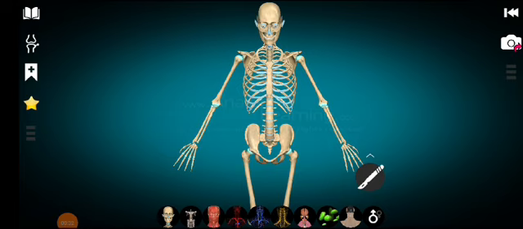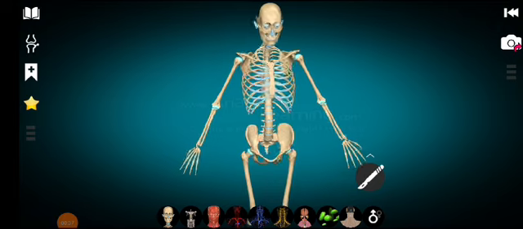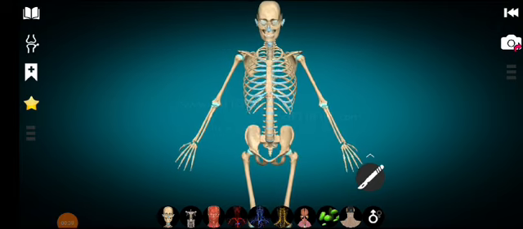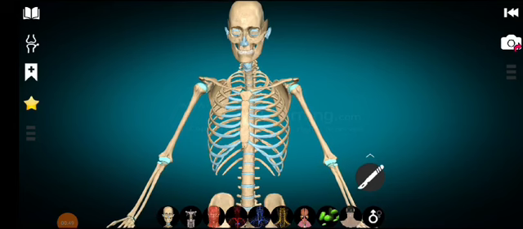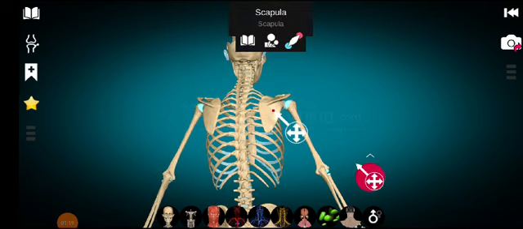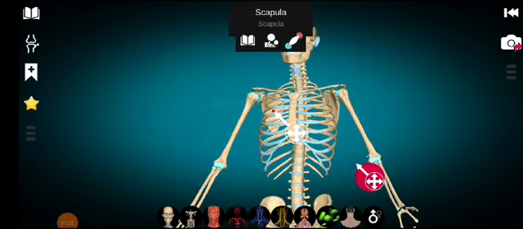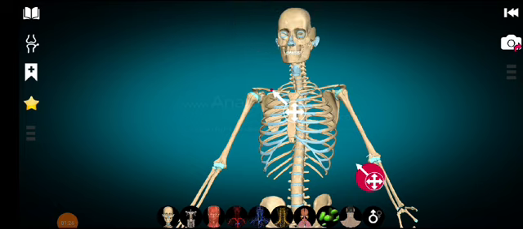As you all know, the appendicular skeleton consists of the upper limb and lower limb along with the shoulder girdle and pelvic girdle. So the appendicular skeleton is divided further into six regions. You can see over here, this is the scapula and this is the clavicle. The two scapulae and the two clavicles, one on each side, form the shoulder girdle. Another name for the shoulder girdle is the pectoral girdle.